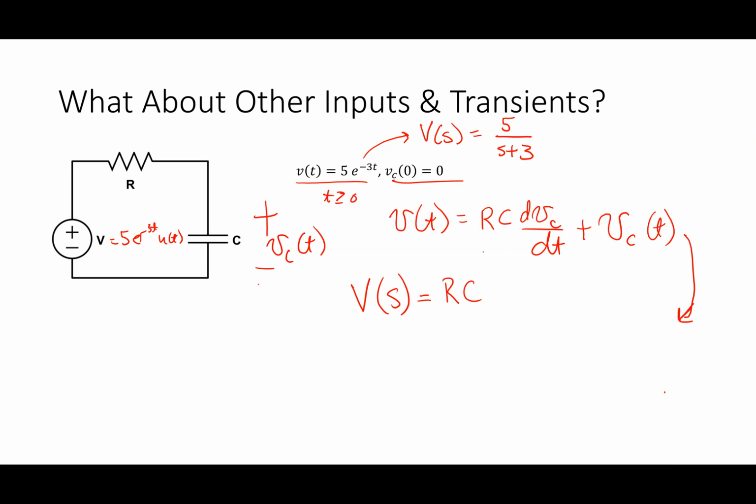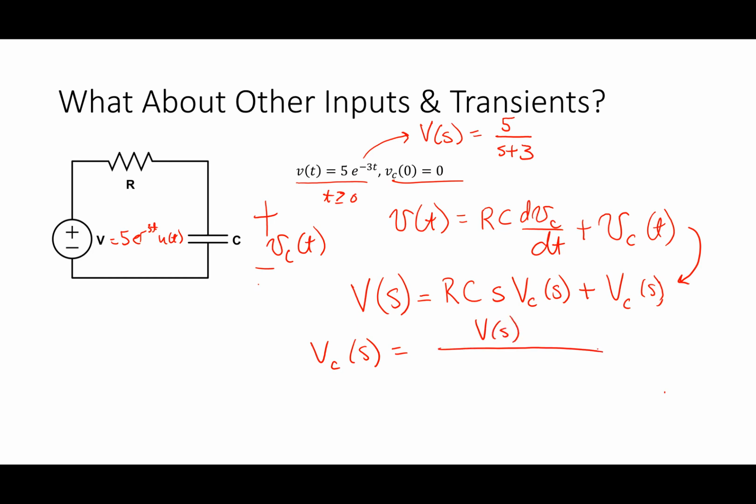On the other side, I have RC times the transform of d by dt of VC, which we say is s times V sub C of s. And then for the last term here, I have V sub C of t becomes V sub C of s. So the top is in the time domain. The bottom I have here is in the Laplace domain. What I do is this is now an algebraic expression, and I rearrange this and say V sub C of s is equal to V of s divided by sRC plus 1. Just doing my algebra there to get down to that particular result.